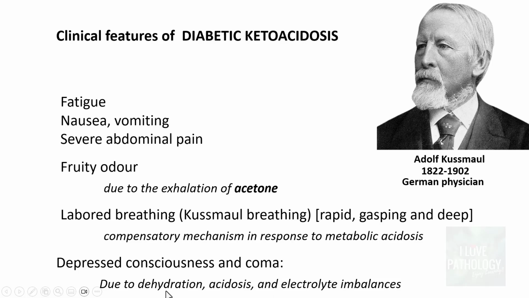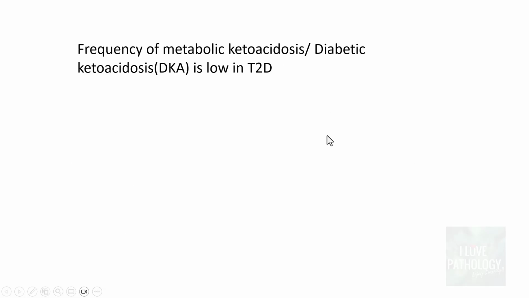That's because of severe dehydration, acidosis, and various electrolyte imbalances, particularly that of sodium and potassium. So these are the clinical features of diabetic ketoacidosis, which occurs in type 1 diabetes mellitus. So when I say that, we also mentioned that the frequency of metabolic ketoacidosis or diabetic ketoacidosis is very low in type 2 diabetes mellitus.